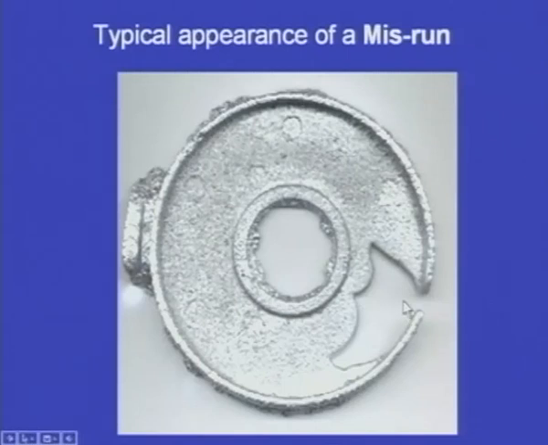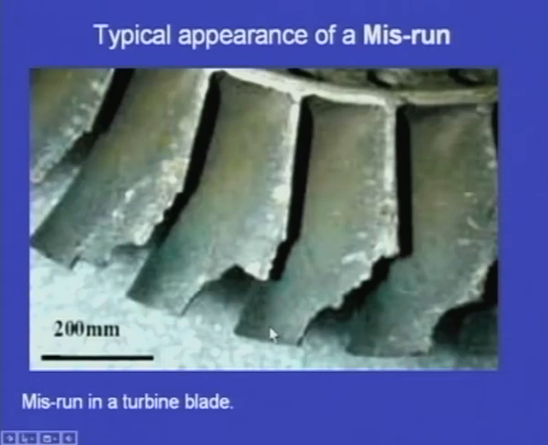Let us see another casting, and this is the turbine blade, and this turbine blade is manufactured by casting. Here we can see this turbine blade is a thin sectioned casting, and we can see every blade at some locations the molten metal could not fill the cavity. Here there is a gap, and here there is a break, and here there is a break. At several places molten metal could not enter into the small sectioned cavity.